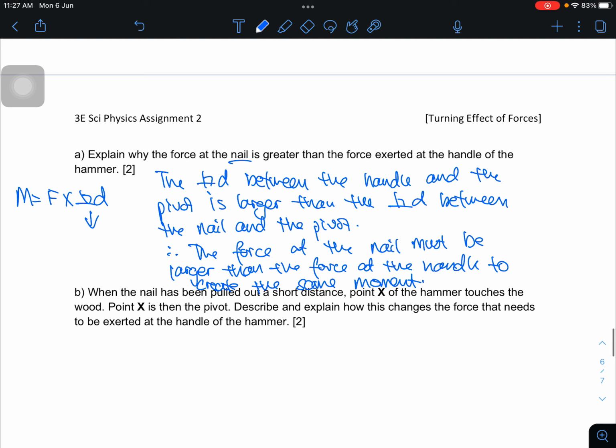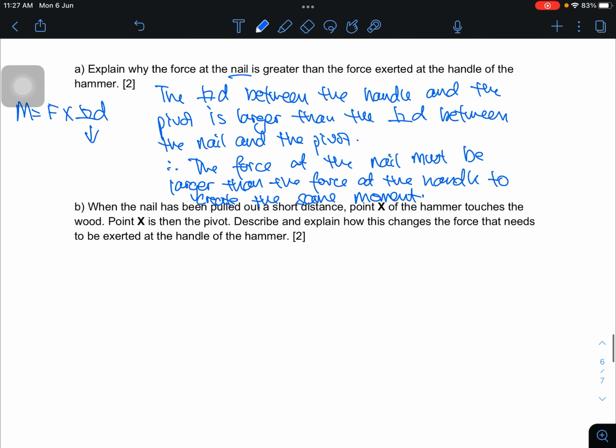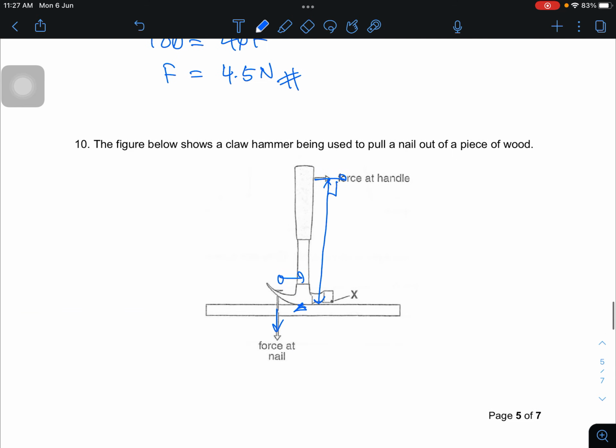Right? Okay, so you see, 3 questions back to back asking about the same thing. When the nail has been pulled out a short distance, point X of the hammer touches the wood. So point X is then the pivot. So now let's take a look at the diagram again. Now my pivot is here. Is there a difference in the distance between the force and the pivot? No, it stays the same, right? The perpendicular distance between the force at the handle and the pivot is the same.